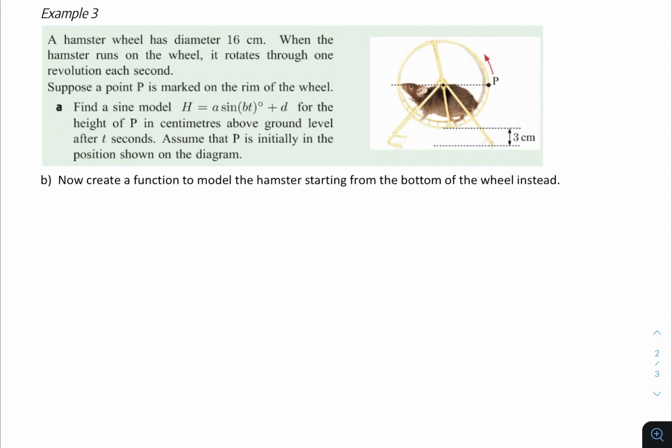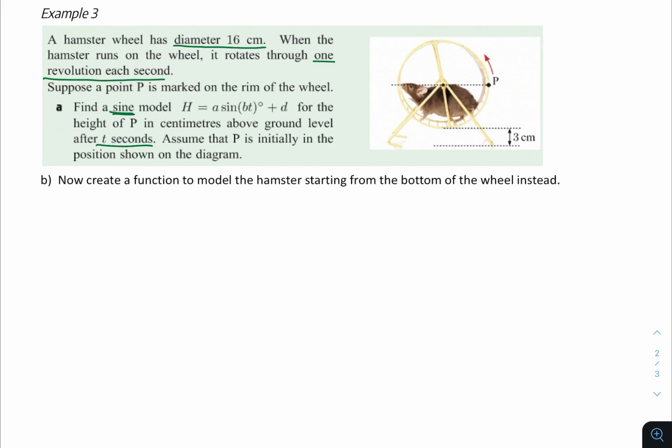So we have a hamster wheel with a diameter of 16 centimeters. When the hamster runs on the wheel, it rotates through 1 revolution every second. Suppose a point P is marked on the rim of the wheel. Find a sine model for the height of P in centimeters above the ground level after T seconds. Assume that P is initially in the position shown on the diagram.